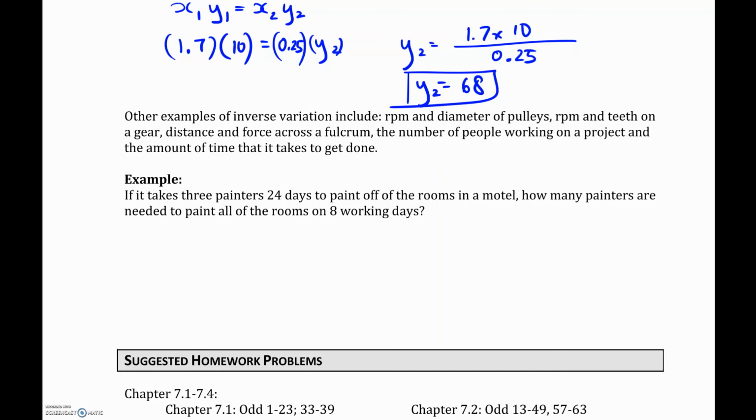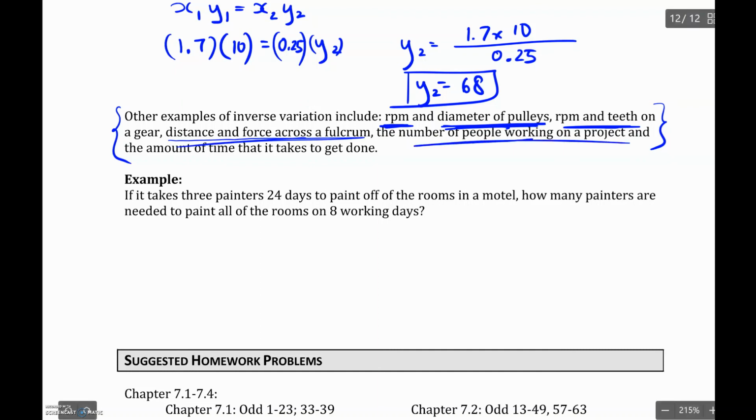If it takes 3 painters 24 days to paint all the rooms in a motel, how many painters are needed to paint all the rooms in 8 days? So in this case, it's obvious that it's indirect variation. If you read right here, it says examples involving RPM, revolutions per minute, diameter of a pulley, RPM and teeth on a gear, distance and force across a fulcrum, and also the number of people working on a project. All of these are indirect.